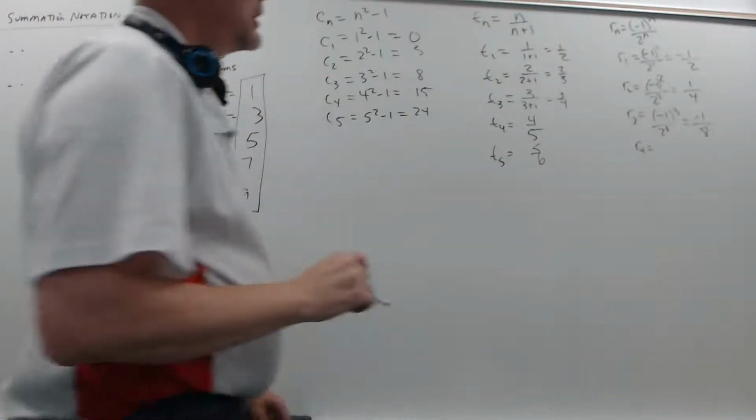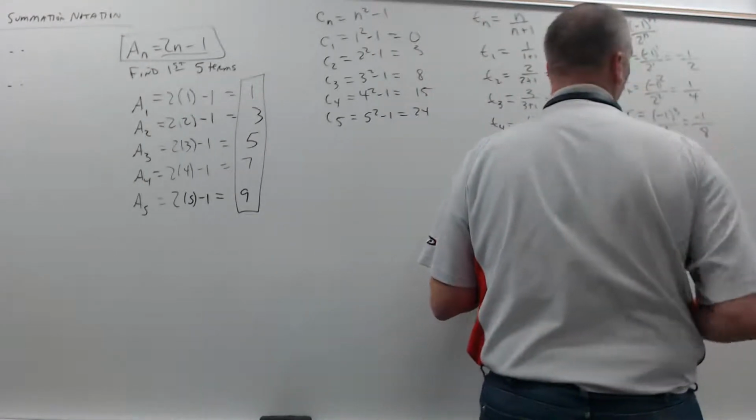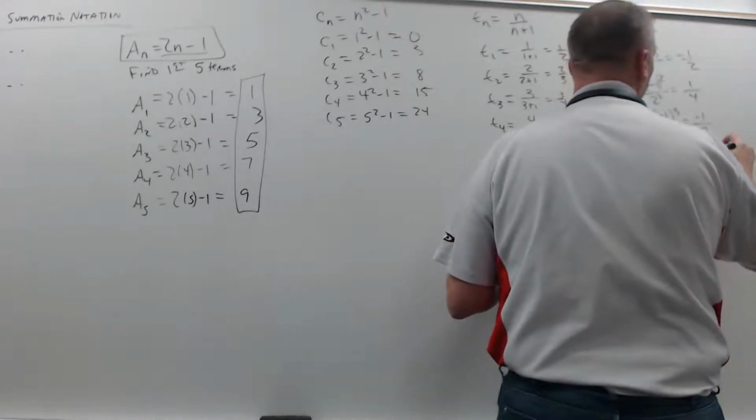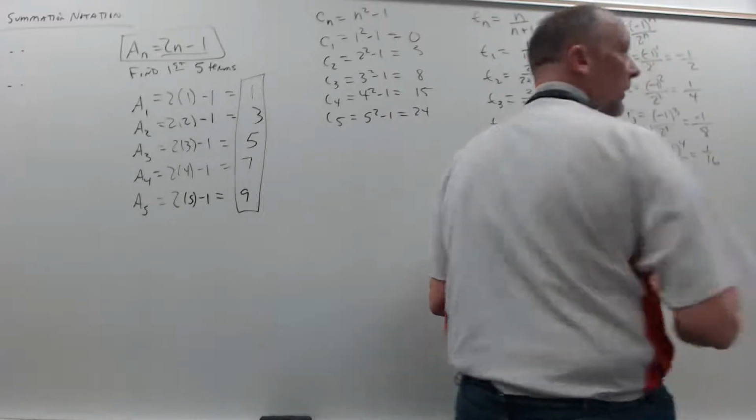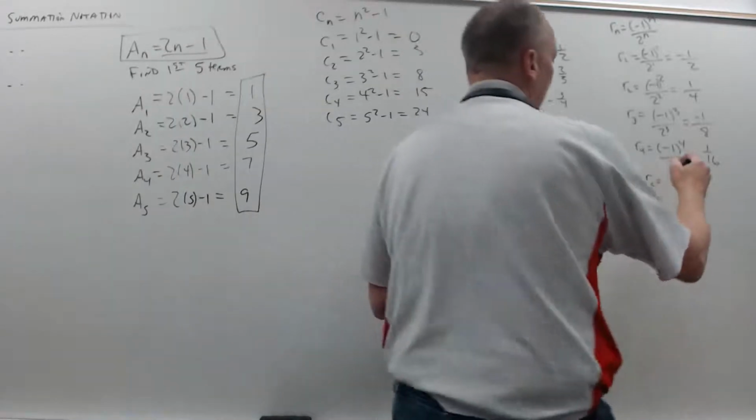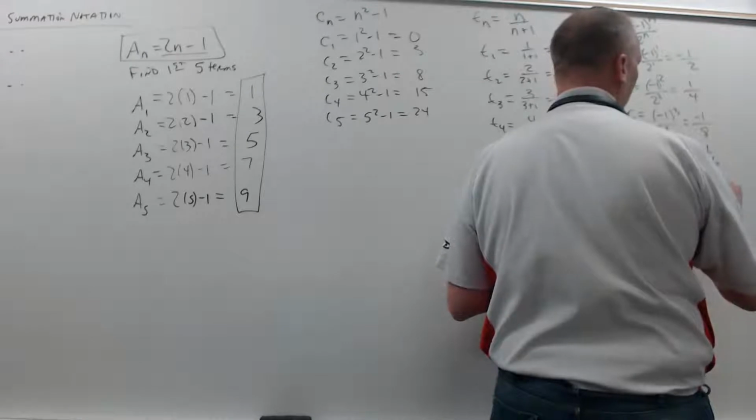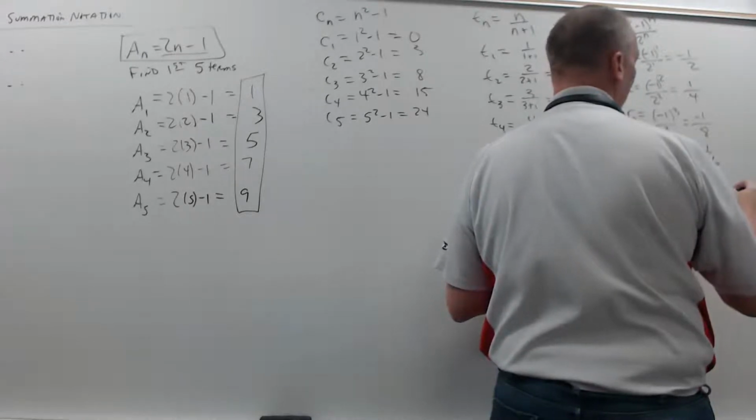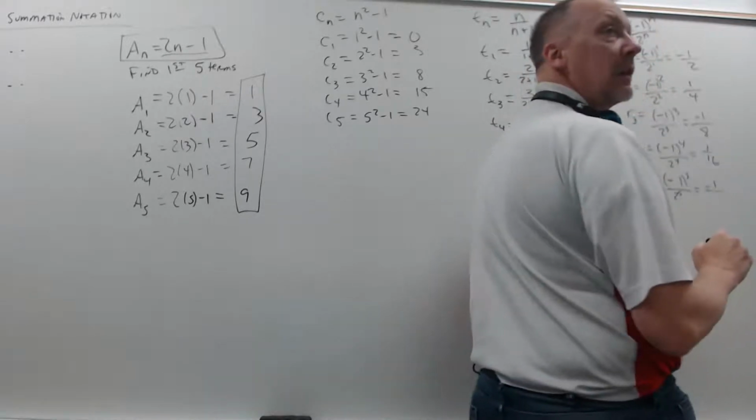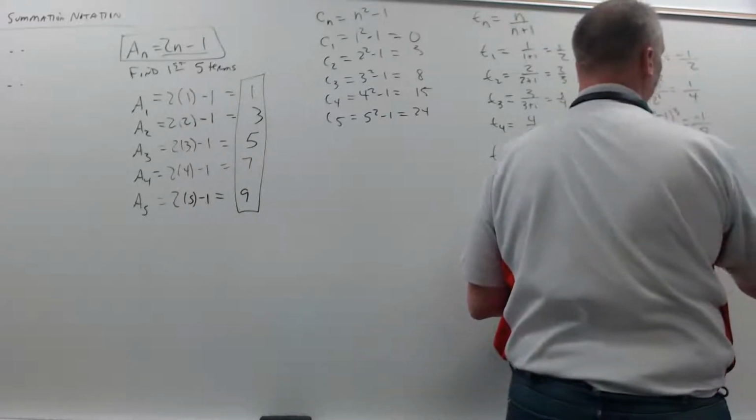R sub 4 equals, Hunter, it must be your turn. -1 to the fourth power over 2 to the fourth. Okay. 1/16. R sub 5 is what, Ethan? -1 to the 5th over 2 to the 5th. So that's going to be -1 over 32.